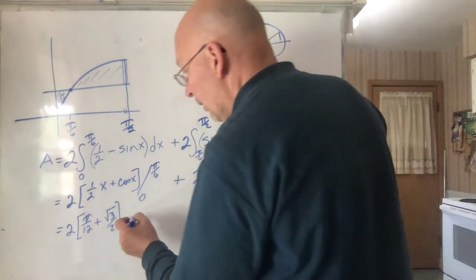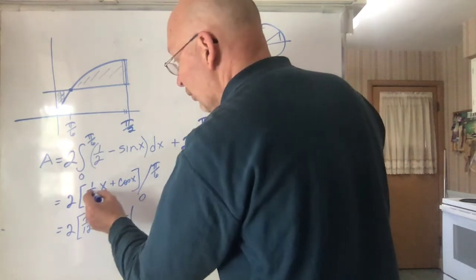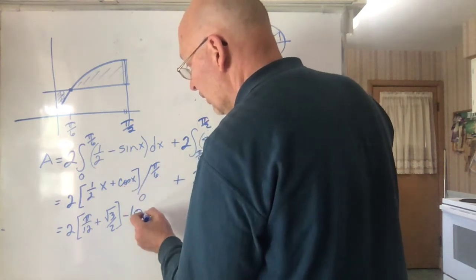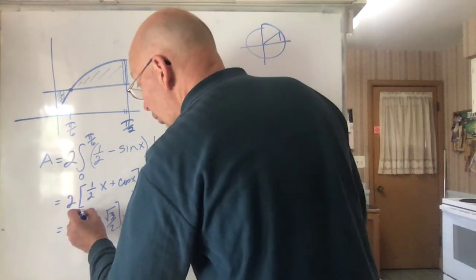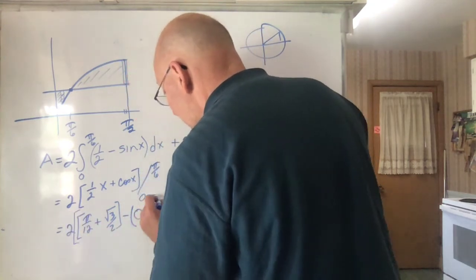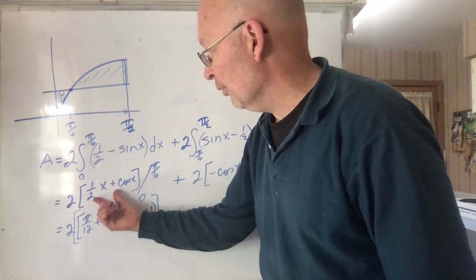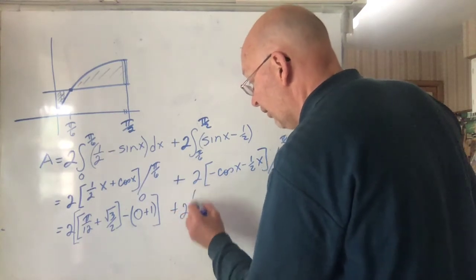Okay? Minus what happens when we stick in 0. So put in a 0 here, you get 0. Put in a 0 here, the cosine of 0 is 1. So it's going to be plus 1. So I've got this whole thing there, times 2. 2 times this whole thing. Okay, plus 2 times this whole thing. What are we going to get?